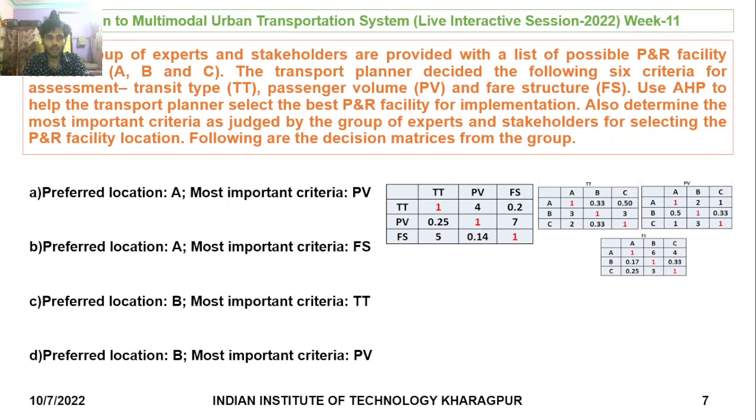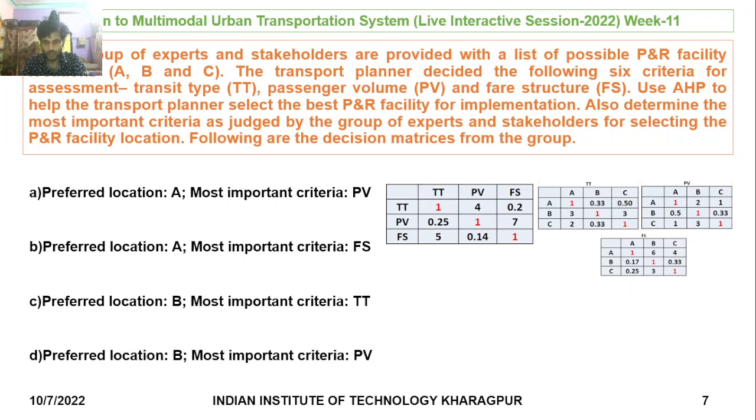So then the first question is, what is the best location, right? In terms of A, B and C, which of the locations do you want to select. Also determine what could be the best criteria. So what is the best criteria? Is it transit type, is it passenger volume, is it fare structure? So that's called your criteria for selecting the location. So how do you do it?